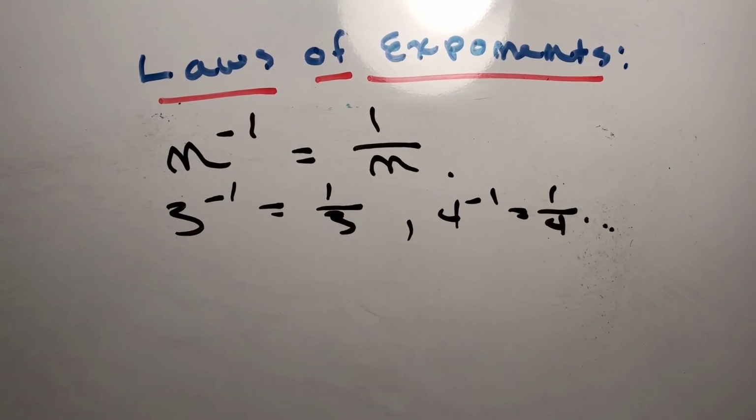And n to the negative 1 is 1 over n, right? Any number can even be a fraction, right? You just got to remember how to manipulate it properly. All right. And then the last takeaway, right?